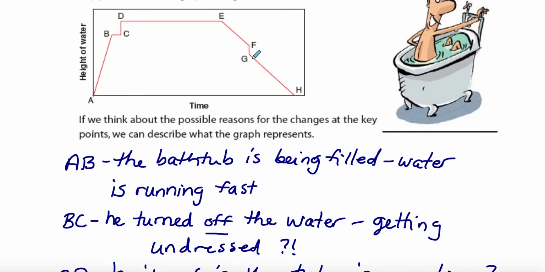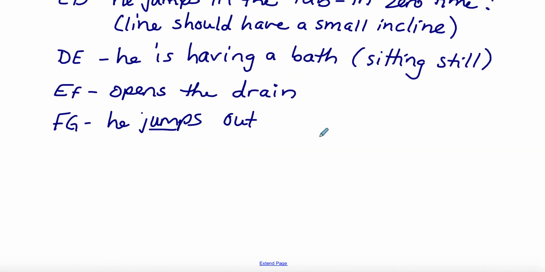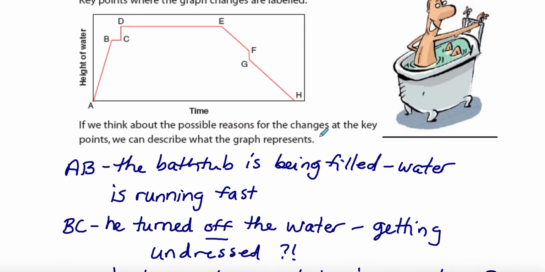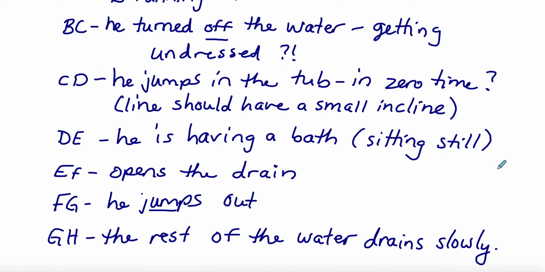F to G, again, it's like a vertical line over here, so maybe he just jumps out of the tub now. And then there's one last segment here, and this is going kind of slowly. So the water, I think, filled the tub faster than it's draining. So from G to H, the rest of the water just drains out of the tub. So we're just trying to make some sense out of the graphs that we see.